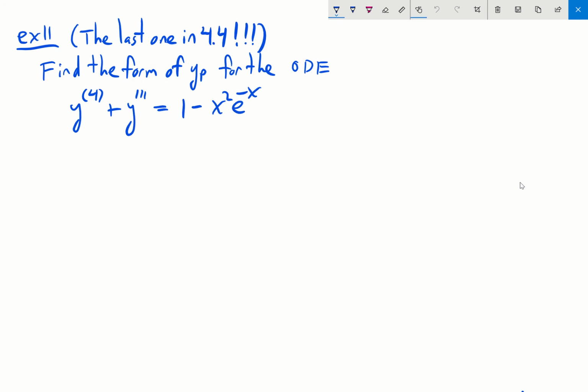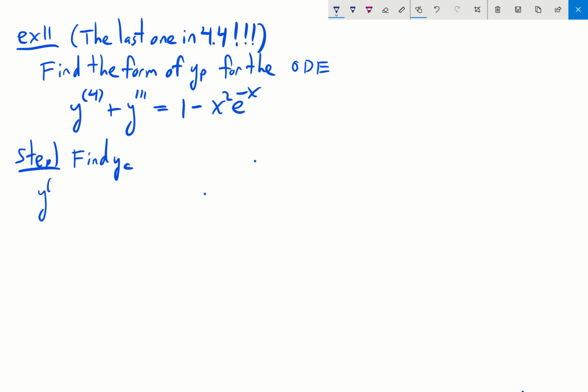Let's go ahead. We're going to look at one more example here from section 4.4. We're not asked to solve it all the way out, but they simply want us to find the form of the particular solution for the following ODE. It's the fourth derivative of y plus y triple prime equals 1 minus x squared e to the negative x. Again, they only ask for the form of the particular solution, but we know that we should always be very careful and actually begin by finding the complementary solution first. So let's find y sub c first.